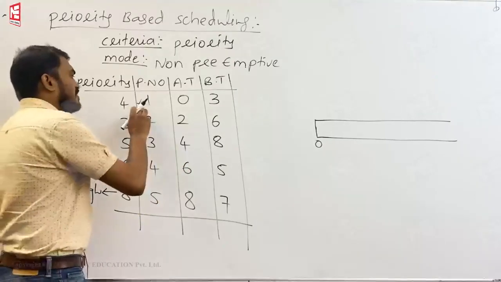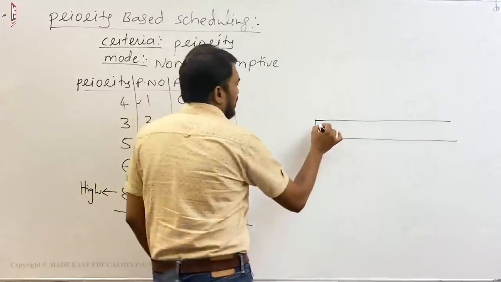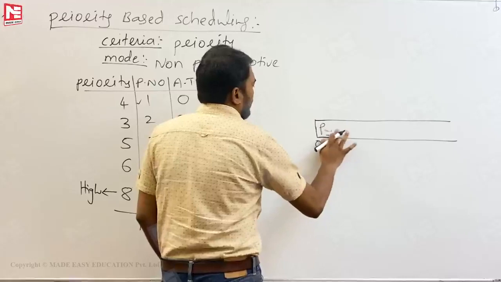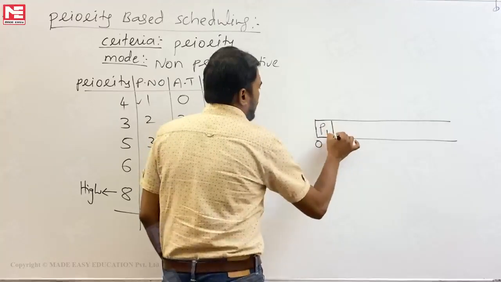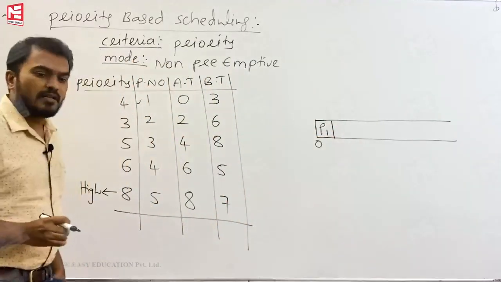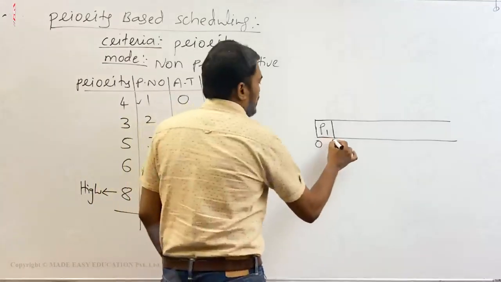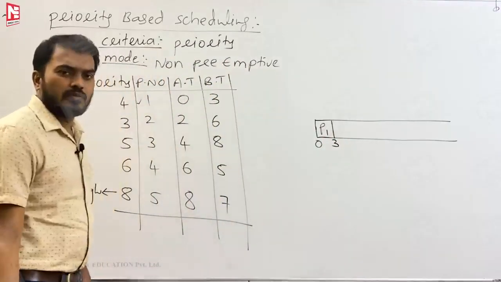So at time 0, only P1 is there. So no confusion, directly start with P1. Now, P1 requires how much time here? 3. So it will complete at what time here? 3. It is non-preemptive, so you have to execute its total execution.